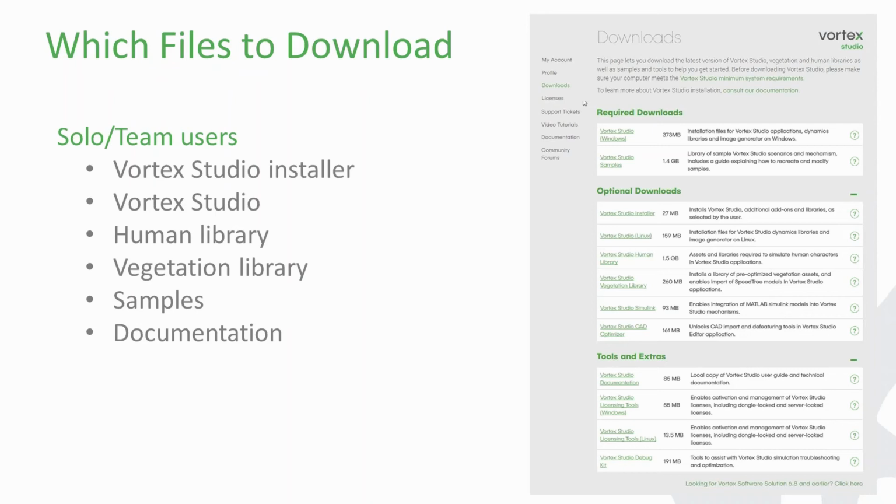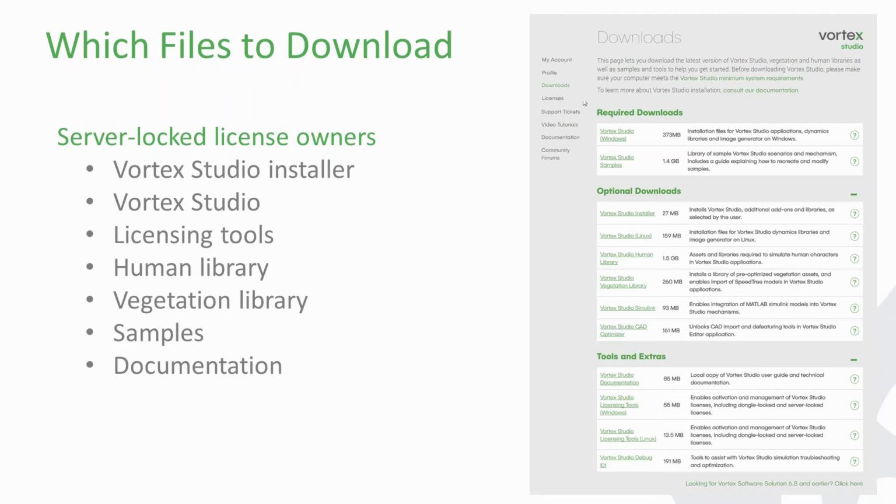Solo team users, you're going to want to get Vortex Studio, Human, and Vegetation libraries. The installers simplify the installation of everything, and again, samples, and if you're working on an offline computer, the documentation. And if you're using server-locked, it's going to be the same thing, but you're also going to want to download the licensing tools. Now, if you're a more advanced user and you're ready to get to the optimization stage, the debug kit is also a very nice add-on to download.